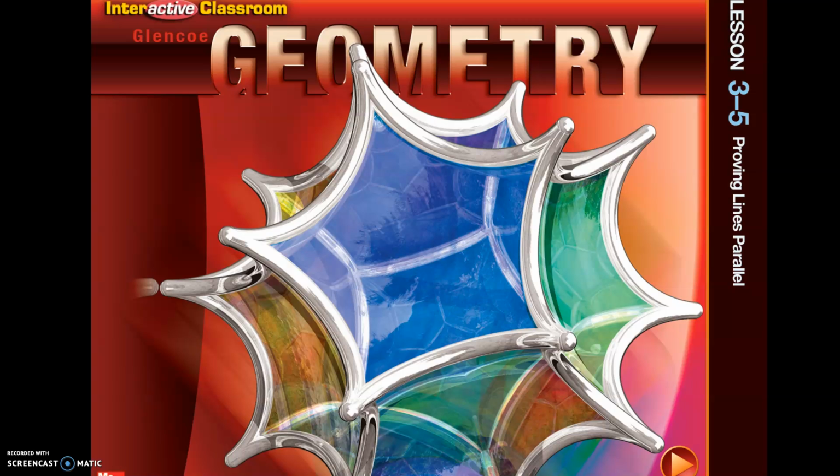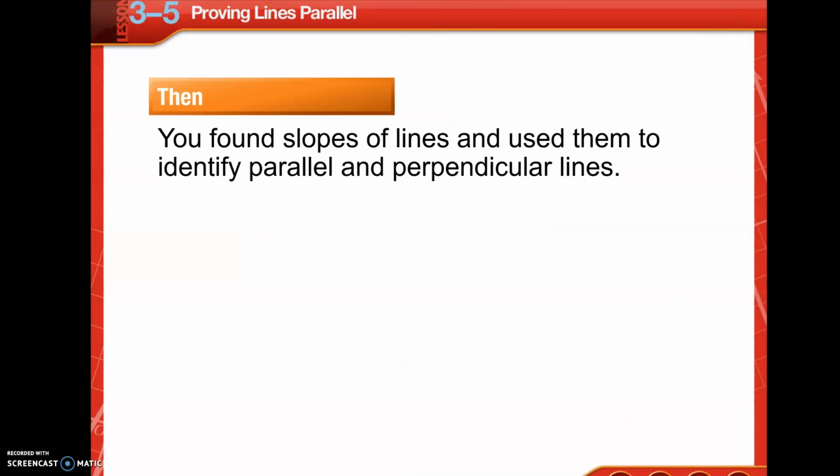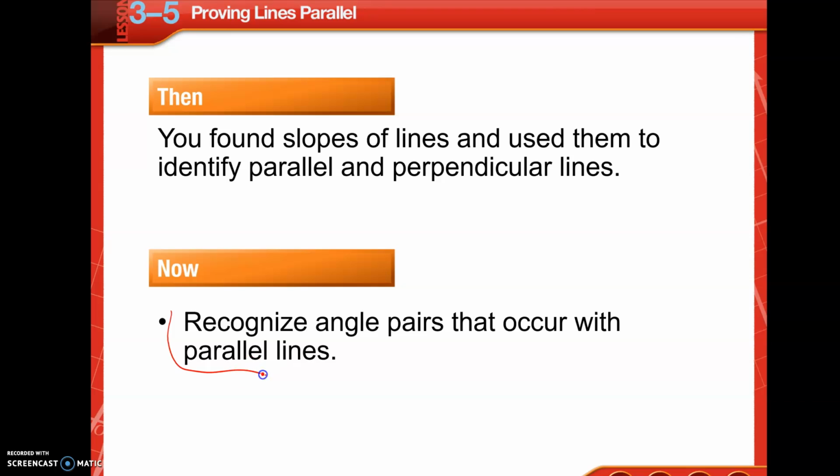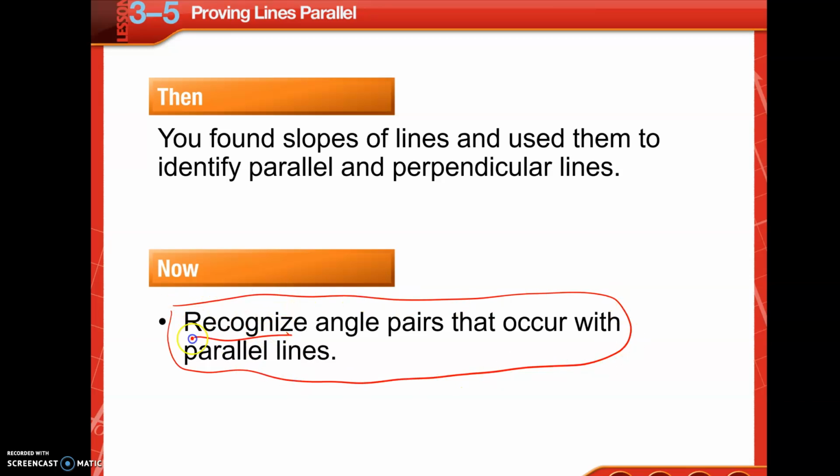So last section we looked at how, if lines are parallel, there are some special relationships between the special pairs of angles. Today we're going to look at how to make sure the lines are parallel, so kind of the opposite of what we learned in the last section. We're now going to look at those angle pairs and recognize them.